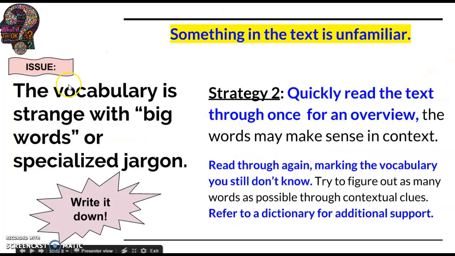The next issue is the vocabulary is strange with big words or specialized jargon. The strategy that you can apply is to quickly read the text through once for an overview. The words may make sense in context. Read through again, marking the vocabulary you still don't know. Try to figure out as many words as possible through contextual clues. Refer to a dictionary for additional support.